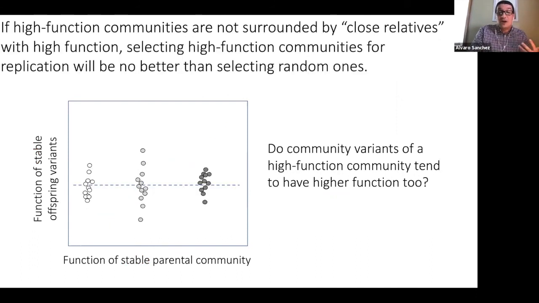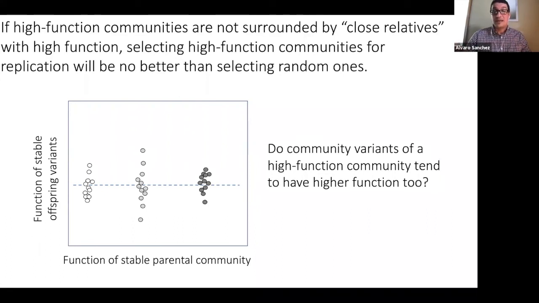But if on the other hand, you had a situation like this, right? Where an equilibrium in the parental community was surrounded by other equilibria that have functions very different from the one in the parental state, where equilibria were not necessarily surrounded by other equilibria with similar functions but random, then it really is no better selecting for a community with high function than it would be selecting for any random community and just randomly choosing others, right?